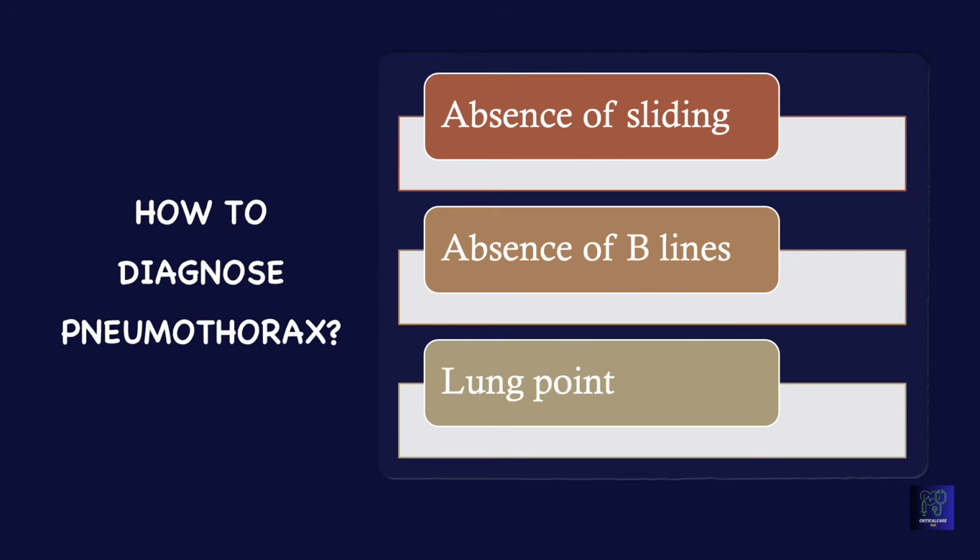So to diagnose pneumothorax, we need three findings. First is absence of lung sliding, as we already discussed. Second is absence of B lines, because when you see B lines, they basically indicate a pulmonary interstitial process, which means the lung is in contact with the chest wall. So when you see B lines, even if there is absence of lung sliding, you cannot diagnose pneumothorax. Finally, lung point. This finding is specific for pneumothorax.